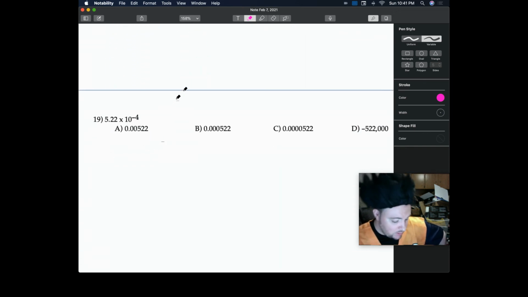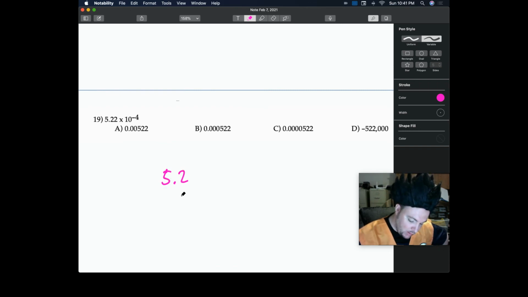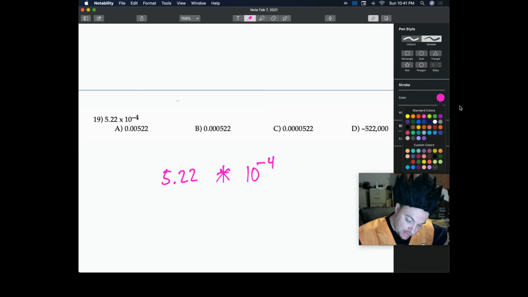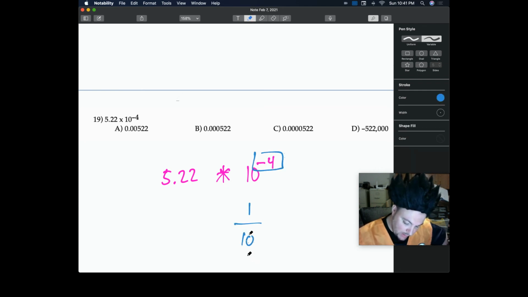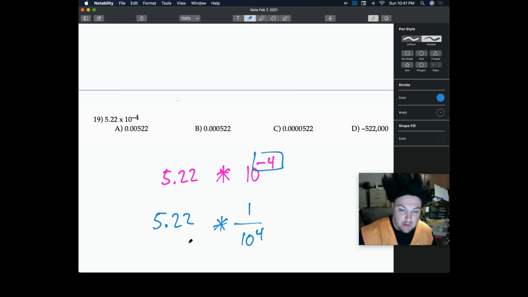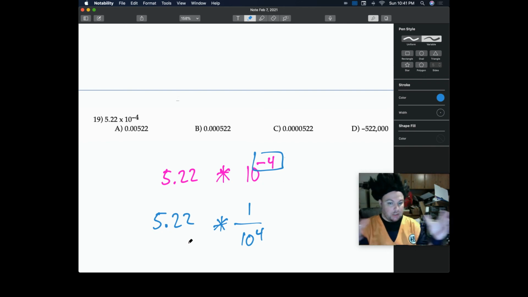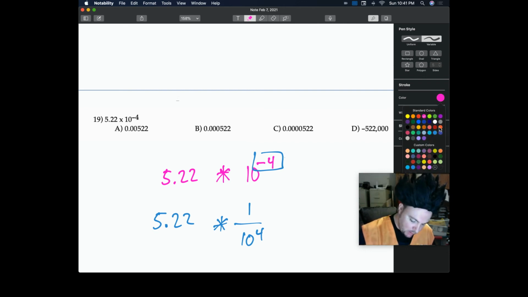So this one's a little interesting because this is 5.22 times 10 to the -4. So because it's negative, remember when we said it means this is 1 over 10 to the fourth. And so if I'm dividing by a number, what does that mean is going to happen? Is my number going to get bigger or smaller? Well, when you divide something, think about it, you take a pizza and you cut it up, it should be getting smaller. So that means this one is going to get smaller.